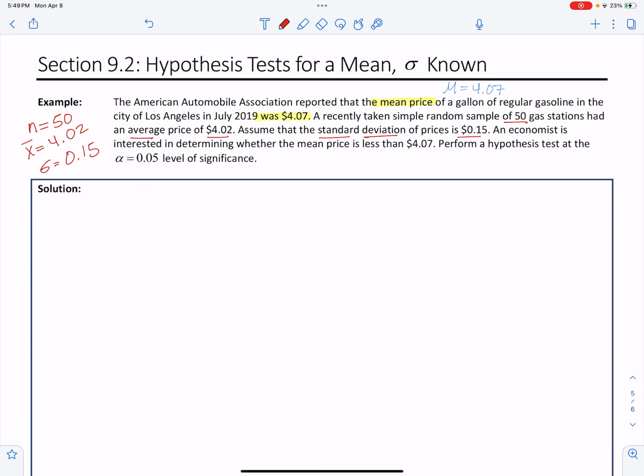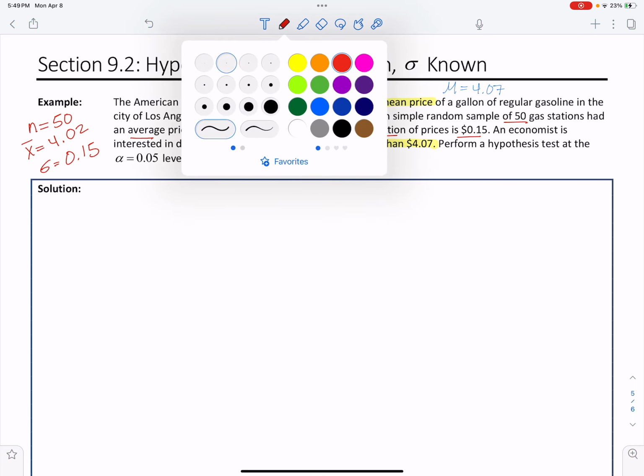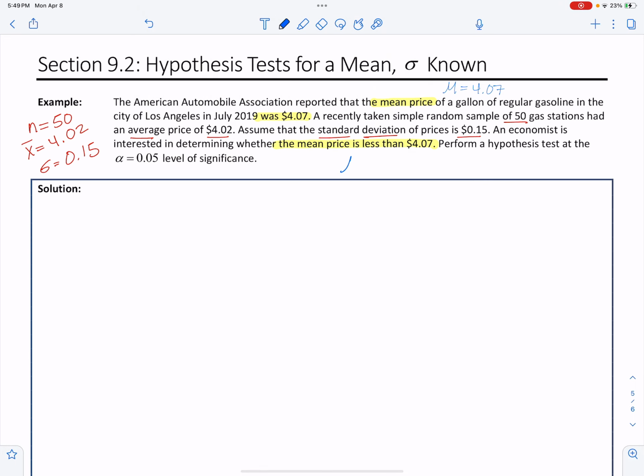An economist is interested in determining whether the mean price is actually less than $4.07. So here's a second hypothesis, which states that the mean is less than $4.07. Perform a hypothesis test at the 0.05 level of significance.